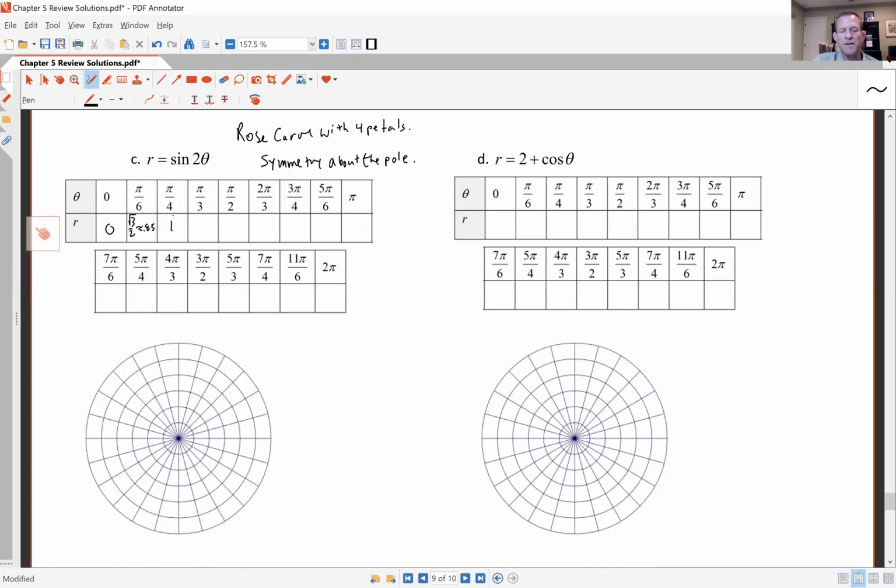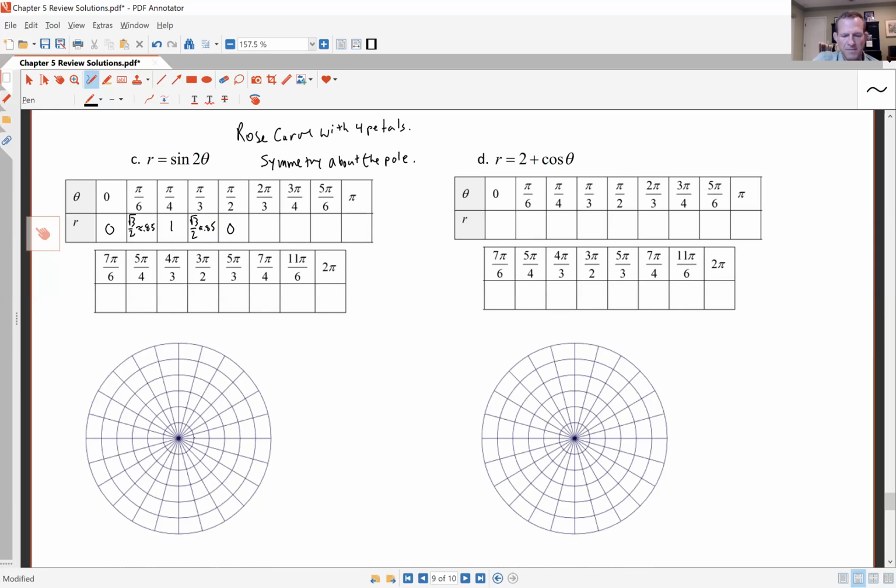Then we get to pi over 3, or sine of 2 pi over 3. That's 60 in quadrant 2, so that's positive root 3 over 2. We get around 0.85 again. And then pi over 2, or sine of 2 times pi over 2, is the sine of pi. This gets us back to 0.